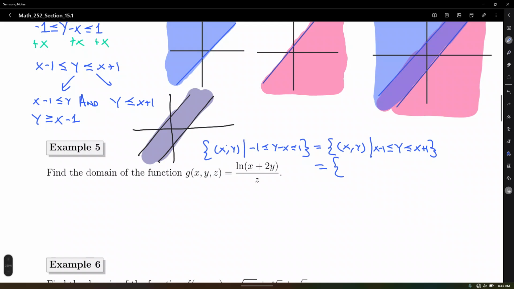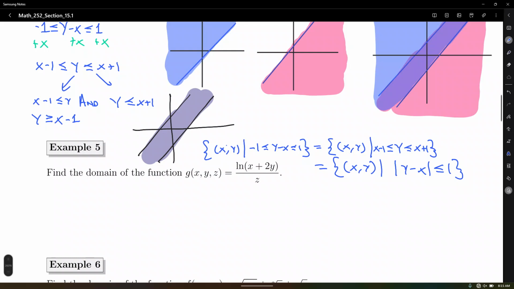So if you know your compound inequalities versus absolute value inequalities, you might remember this from intermediate algebra, that the first version, y minus x being greater than or equal to -1 and less than or equal to 1, is the same as saying x, y such that the absolute value of y minus x is less than or equal to 1. All right, so those are the three ways to express this solution set.